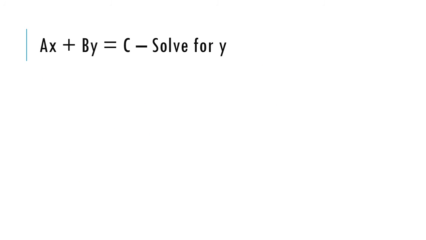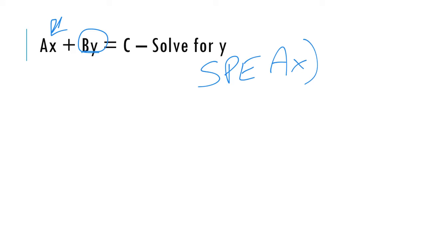One more way to look at this problem. Now let's look at solve for y. If you think you could do this, pause this video for a second and try to do this on your own, and then see if we come up with the same thing. So in this case, I am solving for y, so the first thing I'm going to do is subtract ax from both sides. So that gives me by equals c minus ax. All I did was subtract it from both sides.